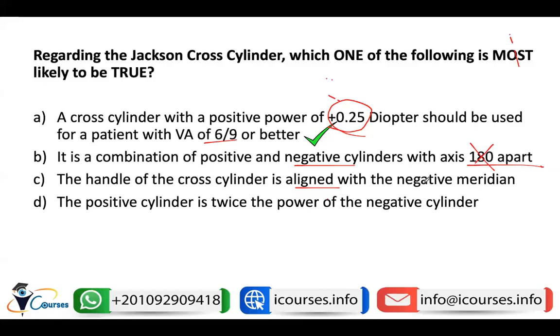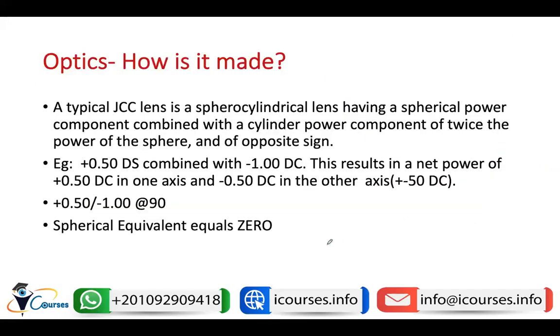This is how the cross cylinder works, as it is present midway between the plus and the minus cylinder. We can twirl or flip the Jackson cross cylinder so we can rapidly exchange positions between the plus and the minus cylinder. The positive cylinder is the same power as the negative cylinder. So whether it is plus 0.25 and minus 0.25 or plus 0.5 and minus 0.5, both are the same power.